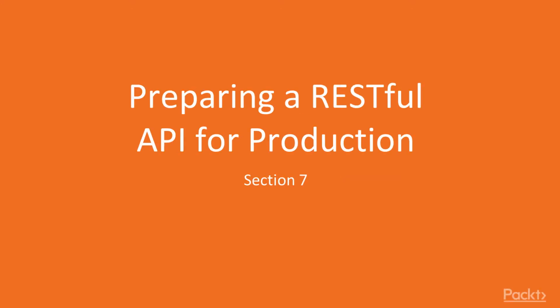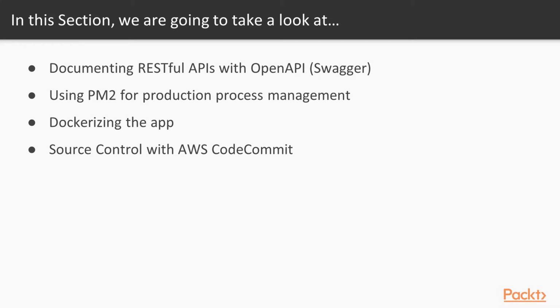Welcome to Section 7, Preparing a RESTful API for Production. In this section, we will transform our API app into microservices to deploy them on Amazon Web Services. We will first document our RESTful API with OpenAPI, formerly known as Swagger. Then, we will use PM2 for production process management.